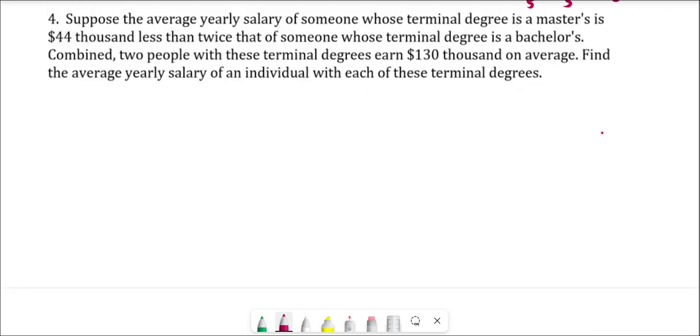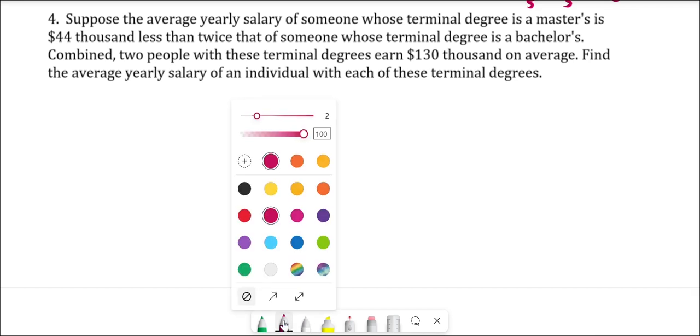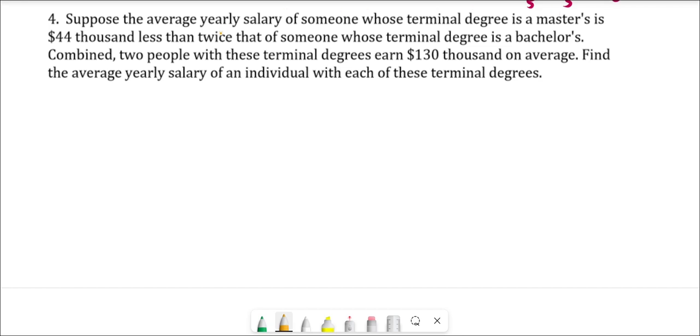No sweat. Suppose the average salary of someone whose terminal degree is a master's is $44,000 less than twice that of someone whose terminal degree is a bachelor's. Combined, the two people with these terminal degrees earn $130,000 on average per year. Find the average yearly salary of the individual with each of these terminal degrees. Okay, so let's sum up these long phrases. Average yearly salary of someone whose terminal degree is a master's.